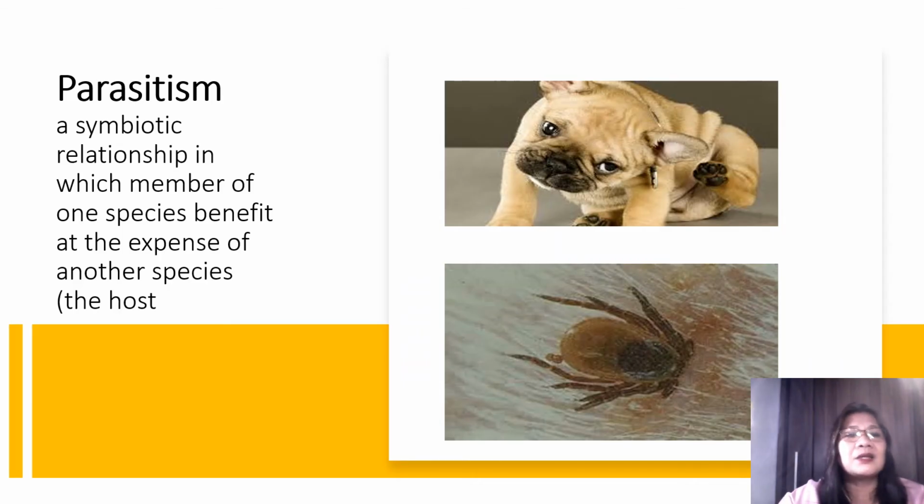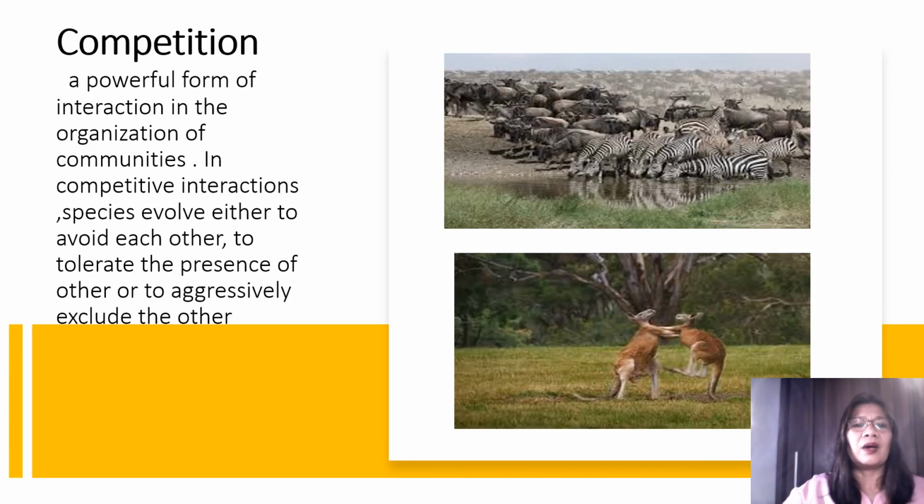Next, parasitism. Parasitism is a symbiotic relationship in which members of one species benefit at the expense of another species, which is the host. Okay, an example natin. Yan, mga garapata. Garapata ng aso. They are parasites. Ito, mga kuto. So, they are parasites. Yan, ano pa mga parasite natin? Mga leeches, mga linta, ticks, no? Lice. They are parasites. Okay?